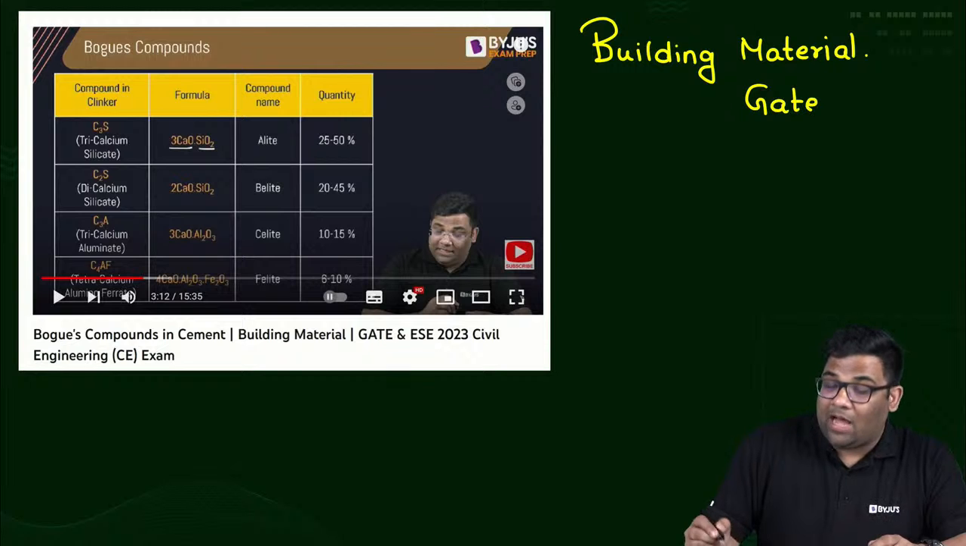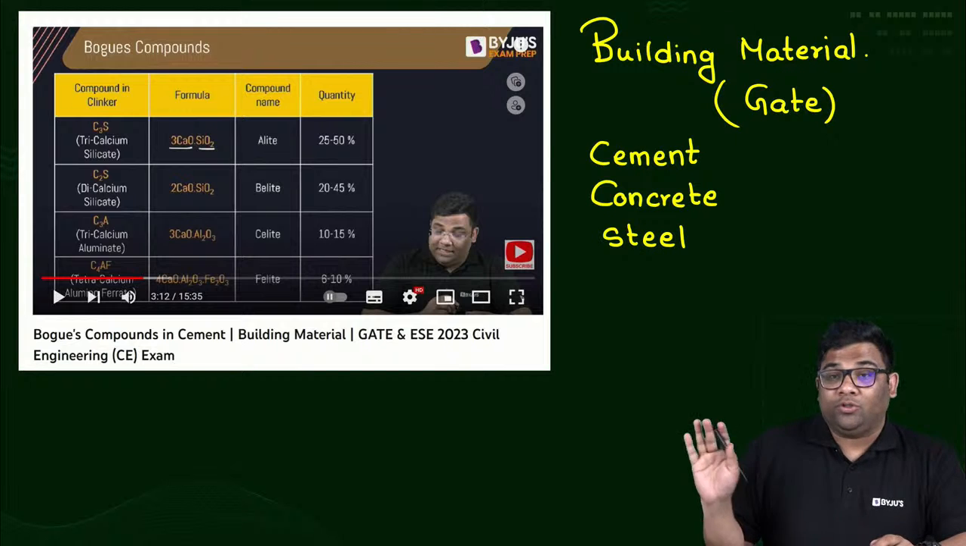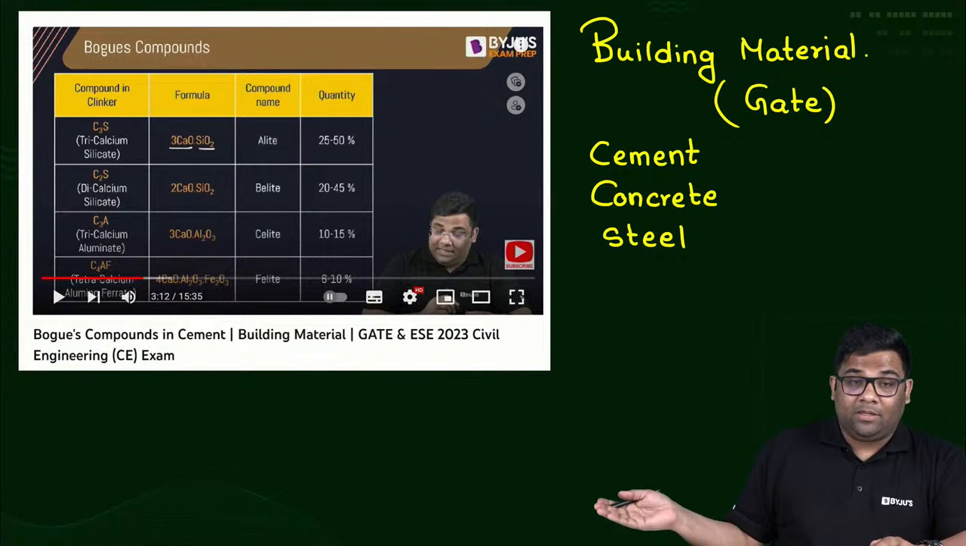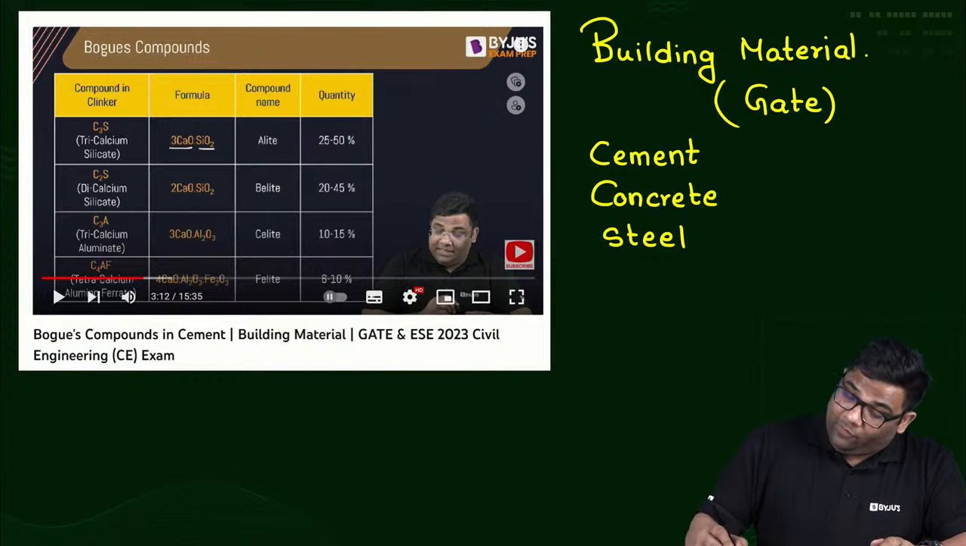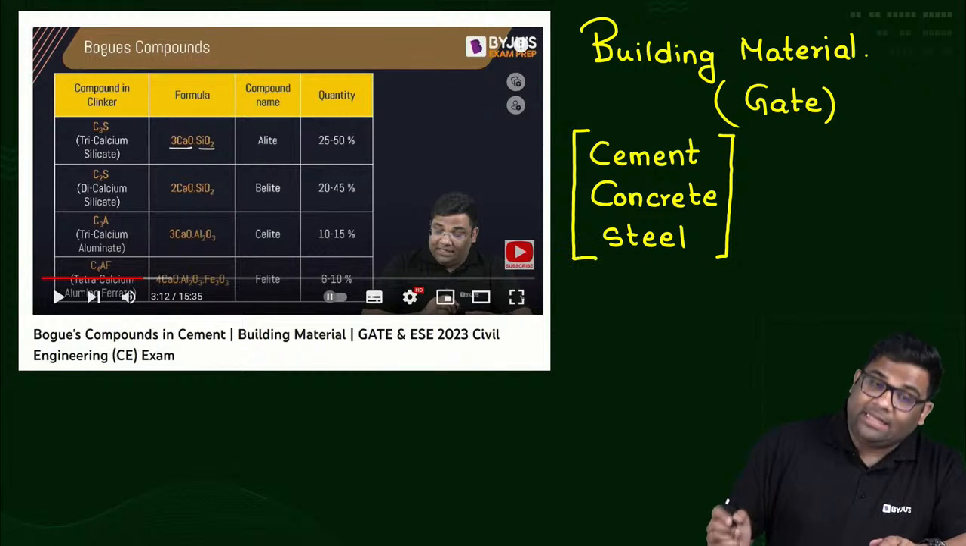So in GATE we have only what? We have only cement, concrete and steel. That's it. We don't have timber, we don't have bricks. Yes, some questions were asked before, but they have been removed from the syllabus. So building material for GATE will be only cement, concrete and steel, not more than that.